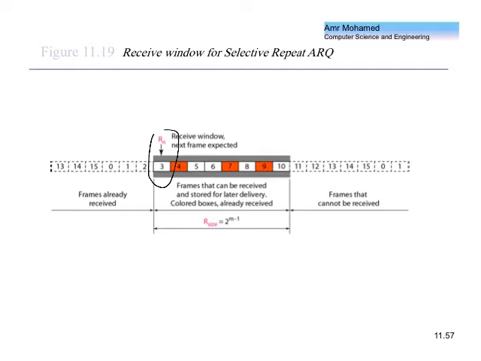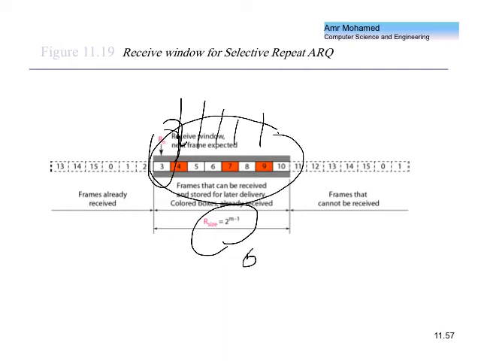Here, it's slightly different. The receiver needs Rn, which is the one that it should expect, but it can exceptionally accept any frames after that, given that it's within the window. And again, the window size is half the sequence number.